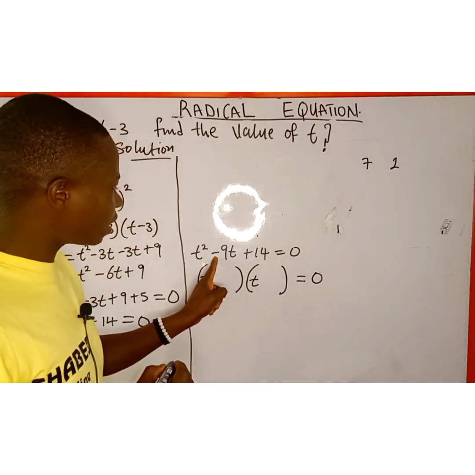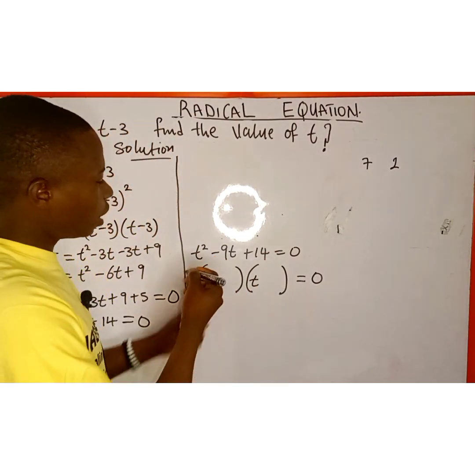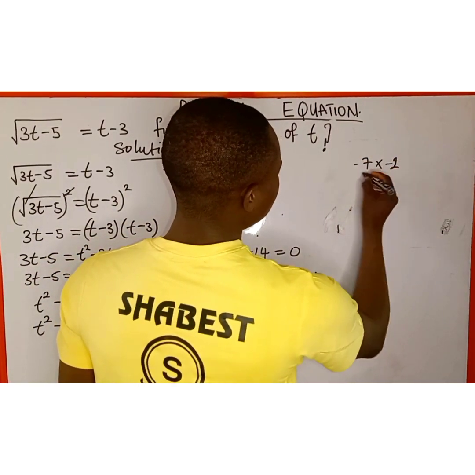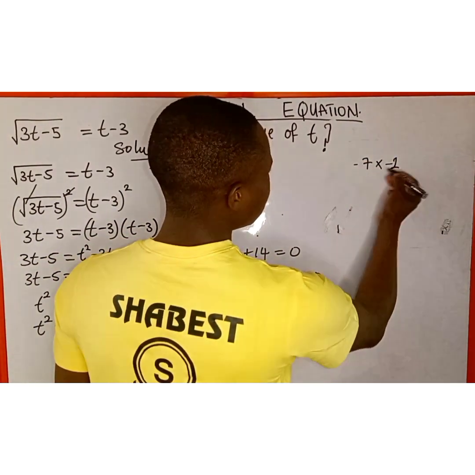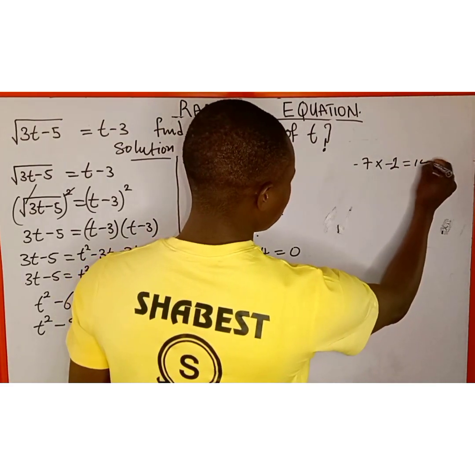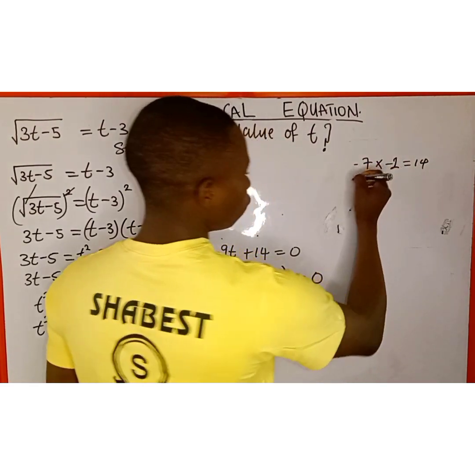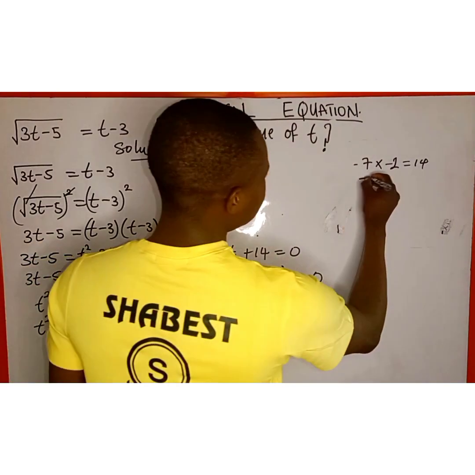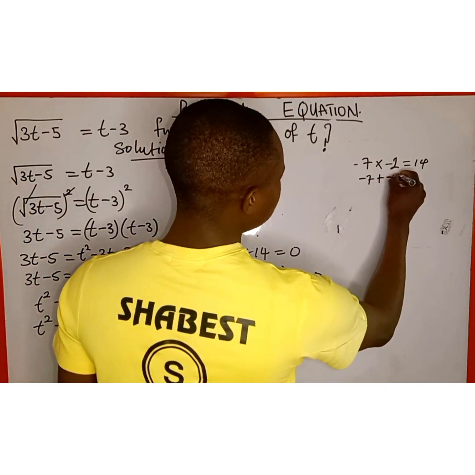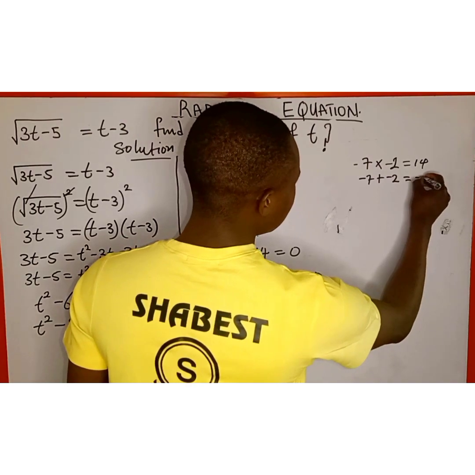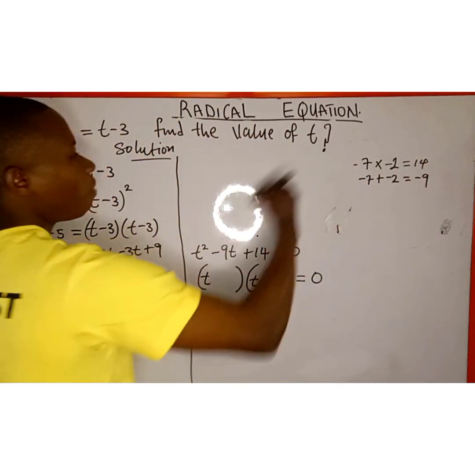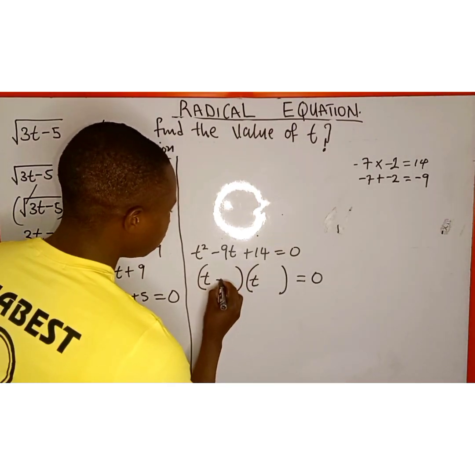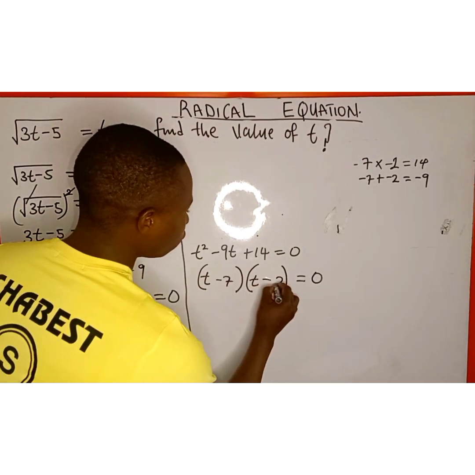And remember, this 9 here is negative. So to get our numbers, we are going to add a negative to these numbers. So negative 7 multiplied by negative 2 will be 14, because negative cancels negative, it turns to positive, it will be 14. Then you add negative 7 plus negative 2, which gives me negative 9. Of course, the numbers are negative 7 and negative 2. So you write your numbers here, negative 7 and negative 2.